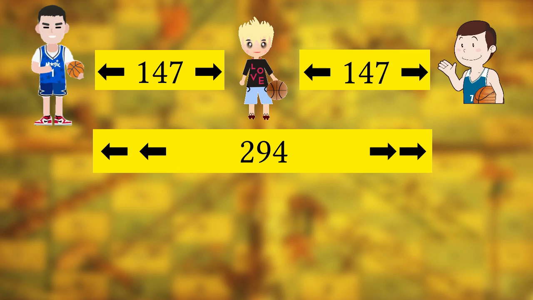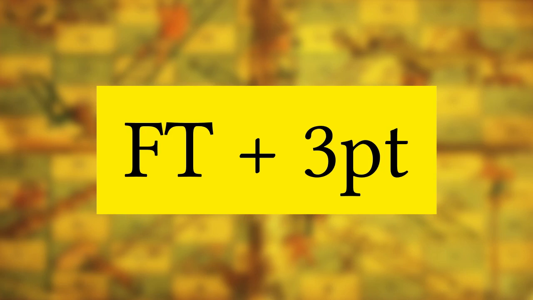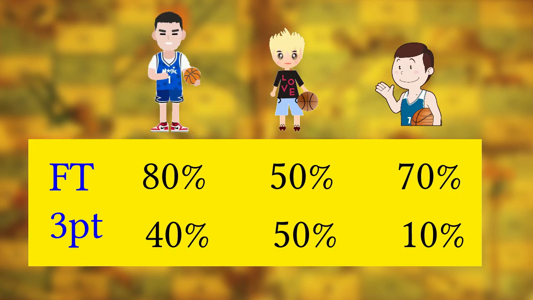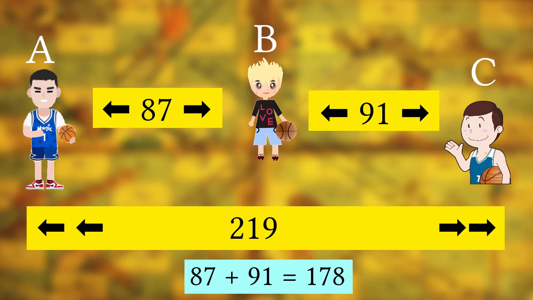Say we play a slightly different game, where each of us shoots one free throw and a three-pointer, and whoever makes more shots wins. This time, with the probabilities of making each type of shot as shown on the screen, B thinks that the skill difference between A and C is 178, while the actual difference is 219, a discrepancy of 41 Elo points. In this game, even with just 3 players, any rating assignment will annoy someone.